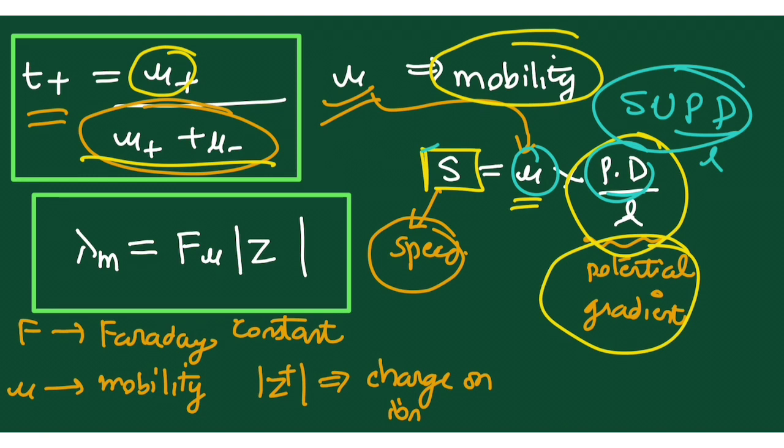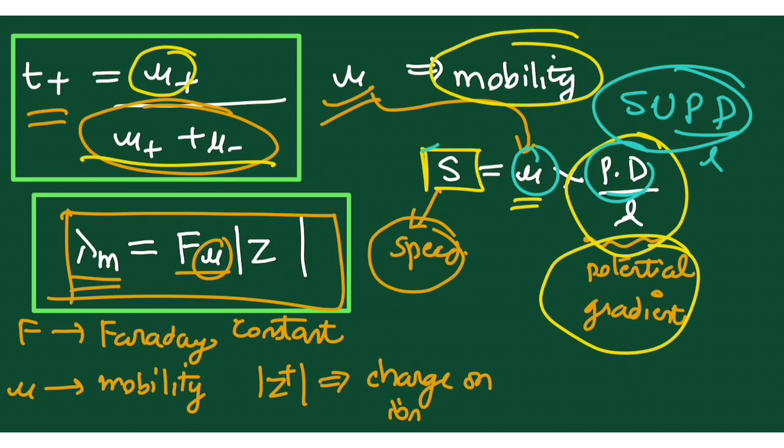Now, the relation between lambda m and the mobility. So that is fuse. You must have eaten that chocolate as well. So lambda m is equal to fuse. Z is the charge. If you are talking about cation, put the charge of cation. If you are talking about anion, put the charge of anion.